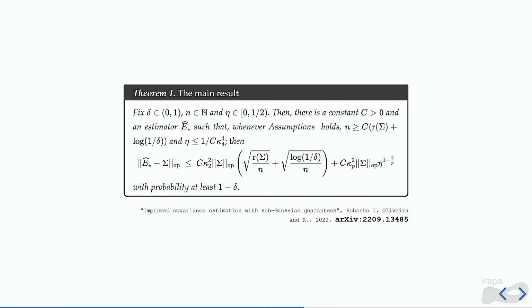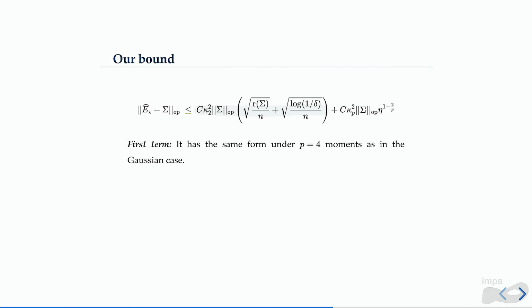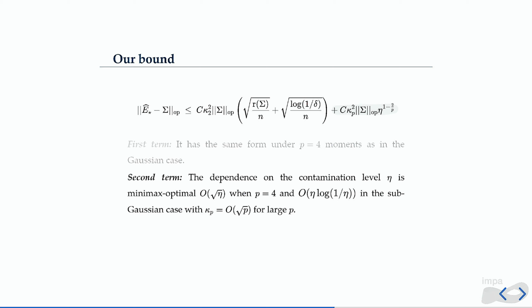So the main result is that if we fix a delta and a contamination level, then there is an estimator such that if we have the hypercontractivity assumption, and for n greater than the effective rank plus log 1 over delta, we have the sub-Gaussian bounds. So let's see a little bit of these terms. The first one is the same for p equal to 4 moments as in the Gaussian case. The second one, the dependence on the contamination level eta, is min-max optimal, the square root of eta, when p is equal to 4. In the sub-Gaussian case, it is eta log 1 over eta, with the kappa of order square root of p and p large. This could be better.